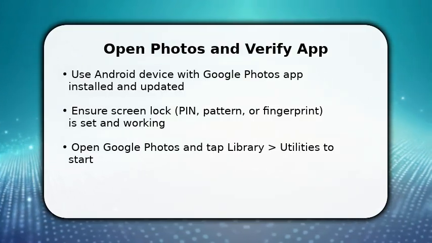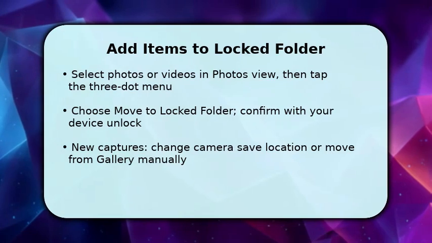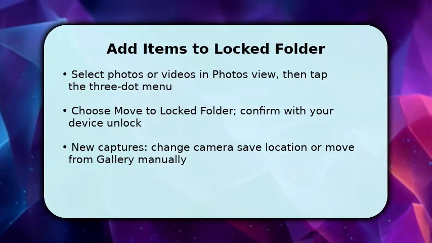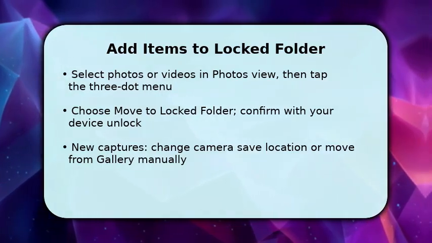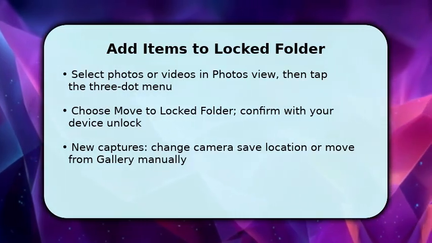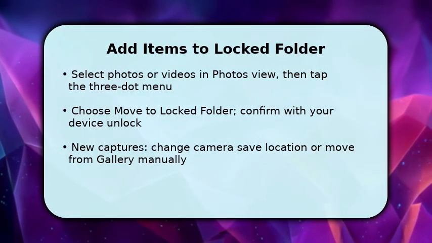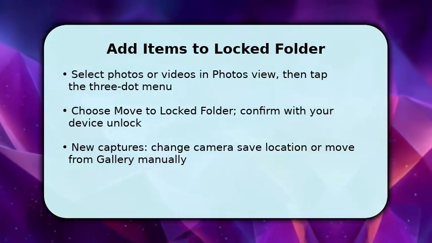Once the locked folder exists, select the items you want to protect. Tap the three-dot menu and choose Move to Locked Folder, then authenticate with your screen lock. This removes items from the main library and stores them locally in the protected area. If you want future photos saved directly there, change your camera app settings or manually move files after capture.